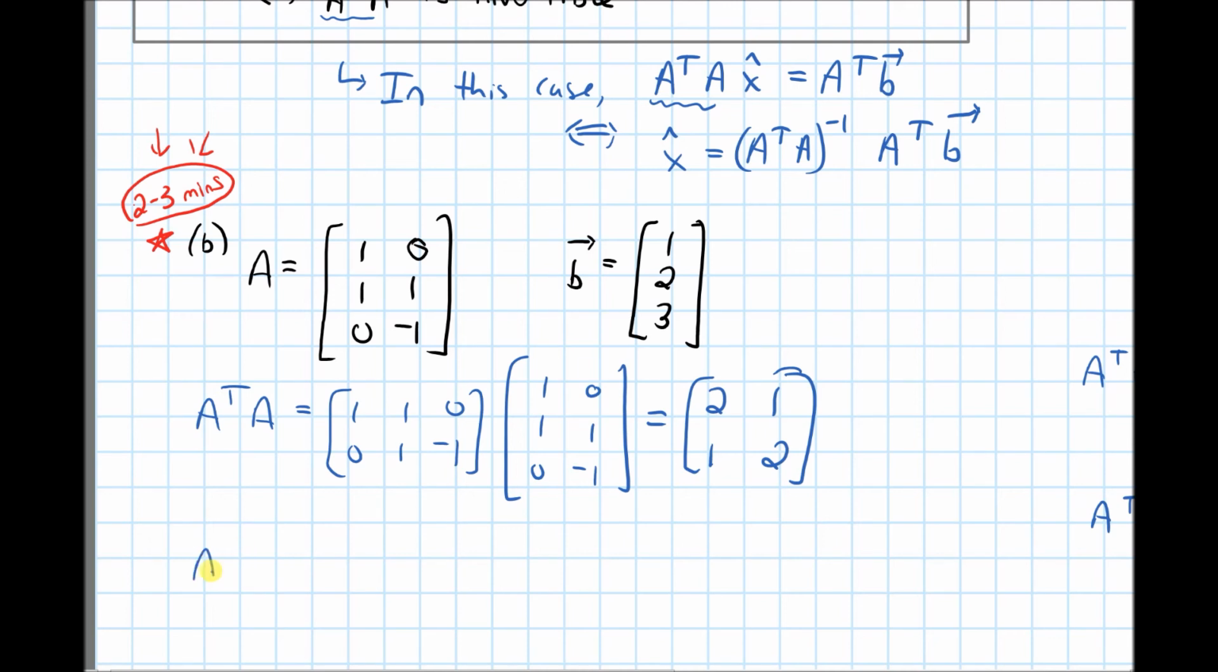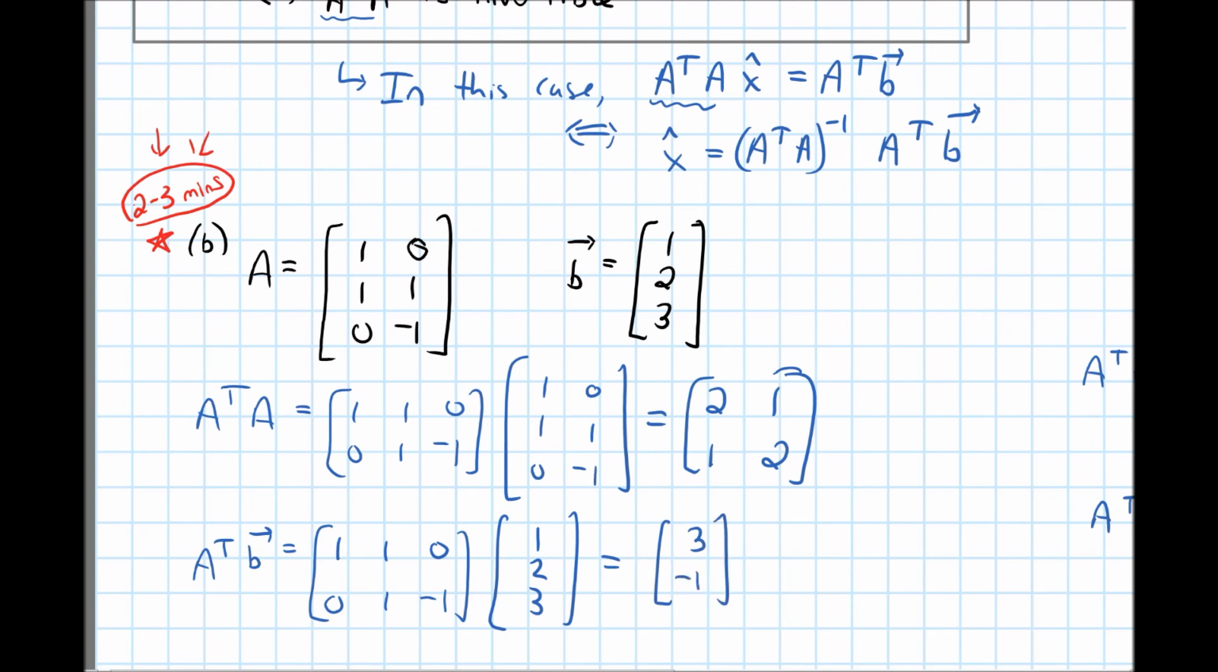And then now I need to figure out A transpose times b. So A transpose we already have, the first matrix we had written down here, times the vector b, 1, 2, 3. This multiplication I'll do quickly as well. This ends up being 3, negative 1.